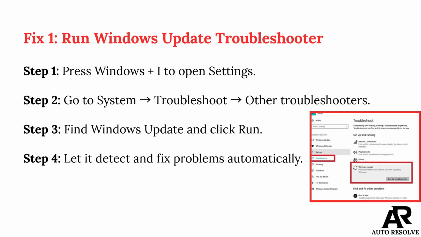Run Windows Update Troubleshooter. Step 1. Press Windows I to open Settings. Step 2. Go to System, Troubleshoot, Other Troubleshooters. Step 3. Find Windows Update and click Run. Step 4. Let it detect and fix problems automatically.